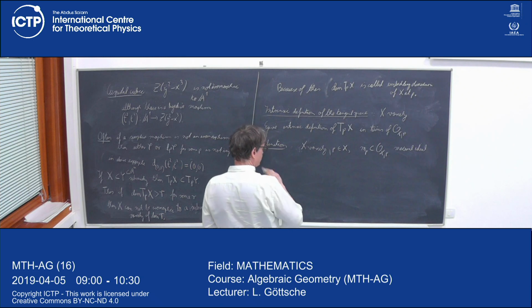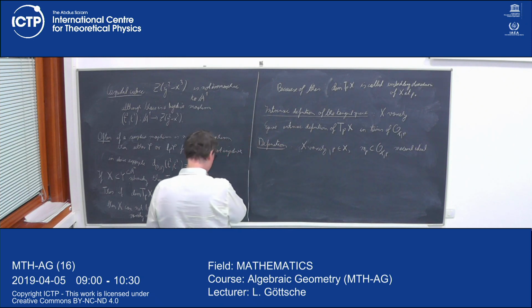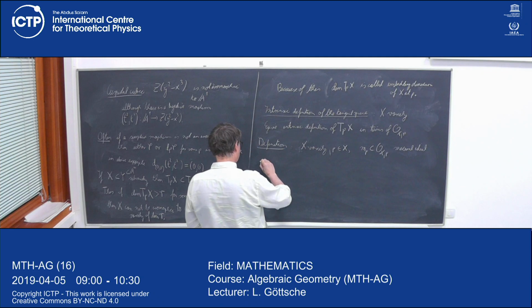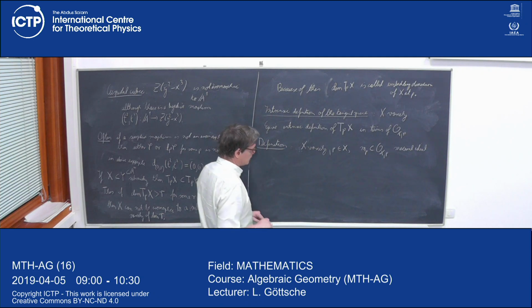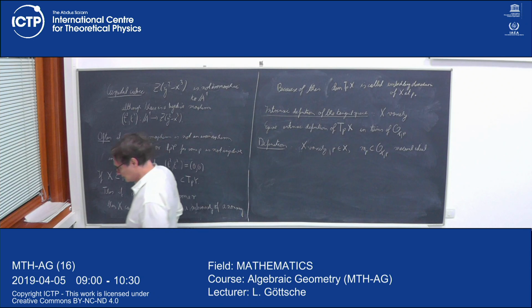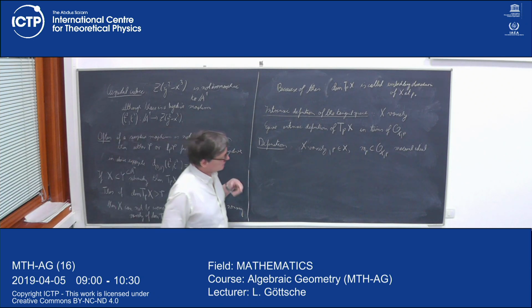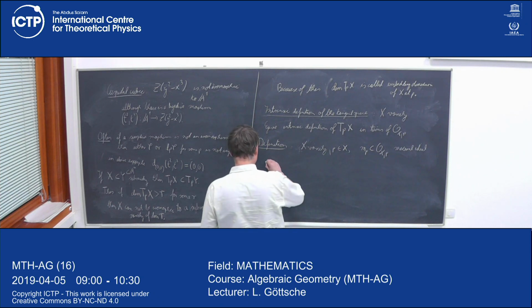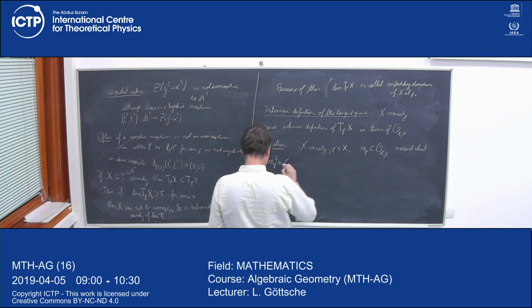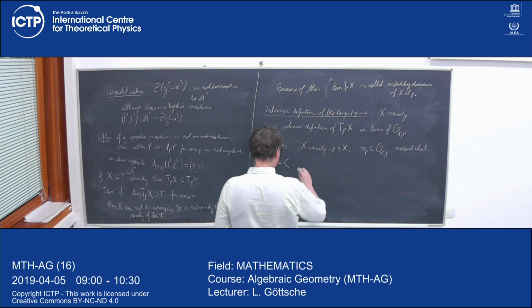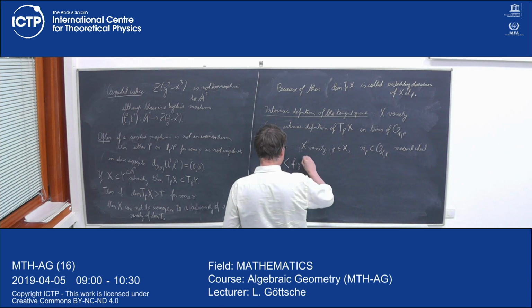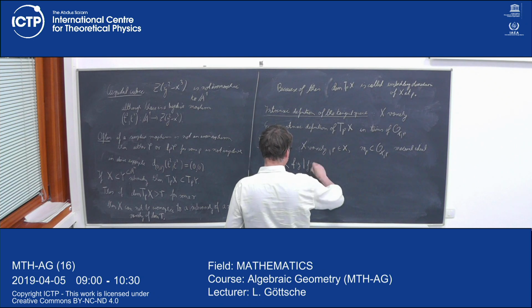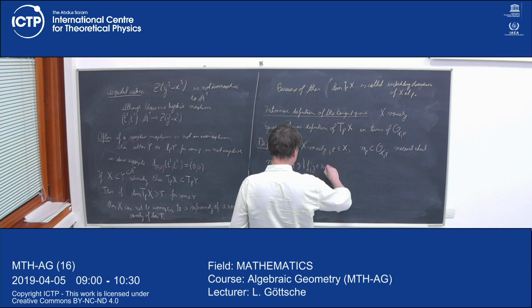So note that if I have an ideal, then I squared, which is I times I, is just the ideal generated by all products of two elements, one from one ideal and one from the other. So we have M_P squared is equal to the ideal generated by the set of all F times G, where F and G are both in M_P.